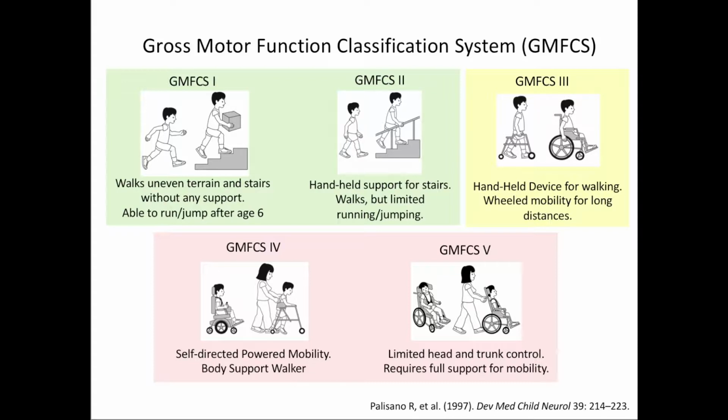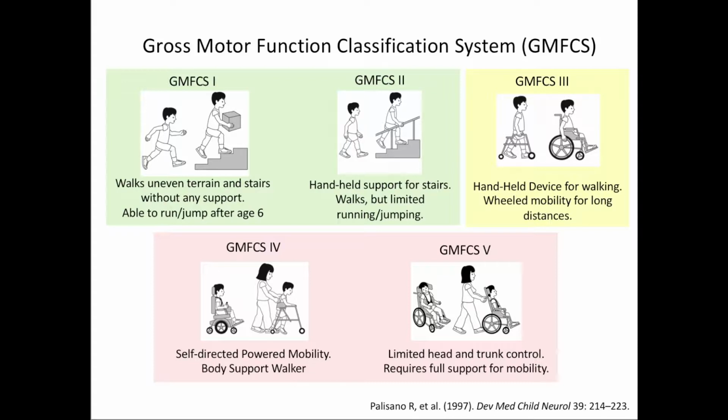GMFCS 1 and 2 children can walk without any handheld support. Those in the GMFCS 1 category can walk on uneven terrain and stairs without any support, whereas those in GMFCS 2 use handheld support for stairs. When you get to GMFCS 3, a handheld device is used for walking, such as a walker. And these children will use wheeled mobility devices for long distances, such as manual wheelchairs.